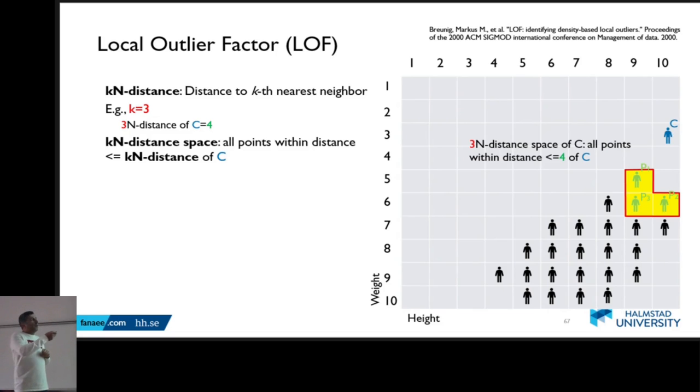How many points can you find around C that have a distance of 4 to C? Only P1, P2, and P3, right? The others have more distance. So we have only 3 points in the 3N distance.